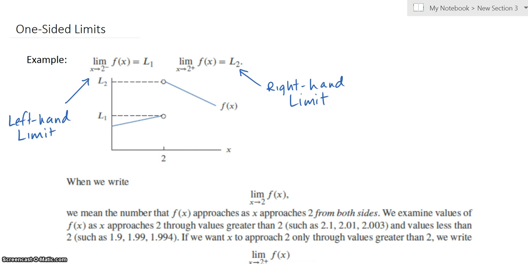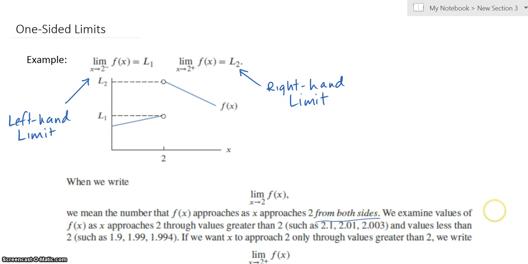Let's read what the book has to say about this. This is from our textbook. When we write the limit as x goes to 2 of f of x, what does that mean? That means as x approaches 2, what is the value of f of x from both sides? It says here that we mean the number that f of x approaches as x approaches 2 from both sides. There it is right there.